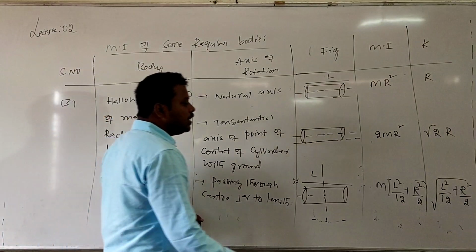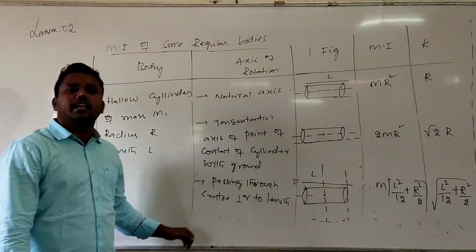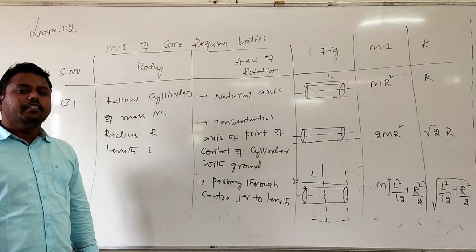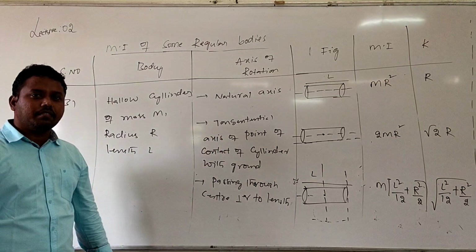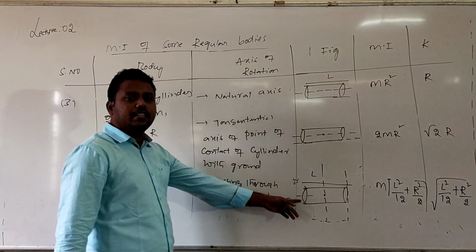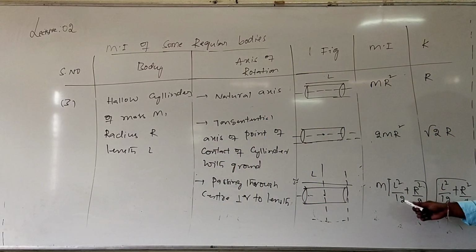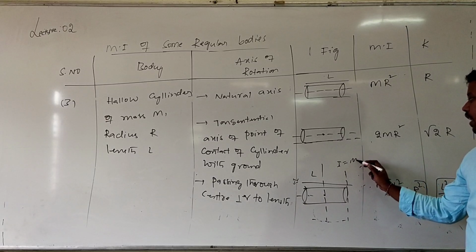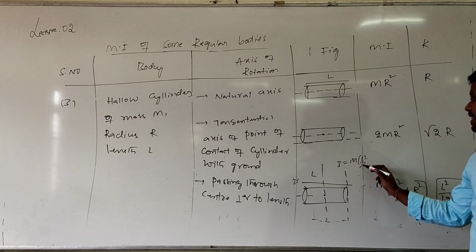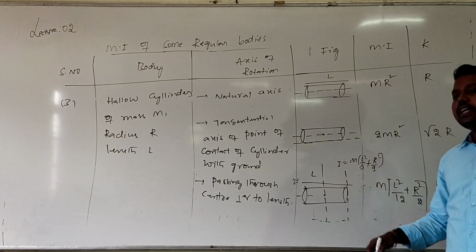If I want to calculate the moment of inertia about an axis perpendicular, passing through one end, which theorem do I need to apply? Parallel axis theorem. By applying the parallel axis theorem, we will get the answer. So M into L square by 3 plus R square by 2. Here I am writing the moment of inertia about this axis, M into L square by 3 plus R square by 2. Why is it L square by 3?